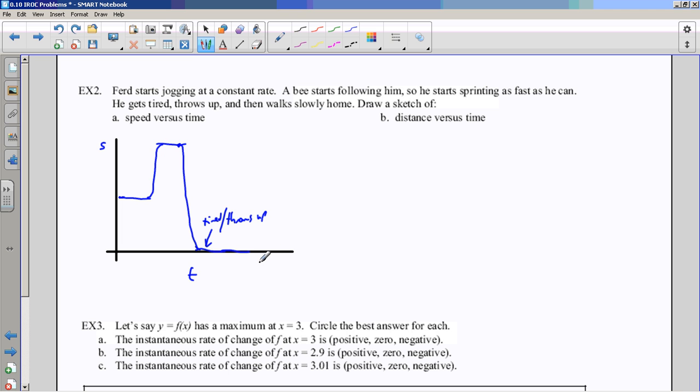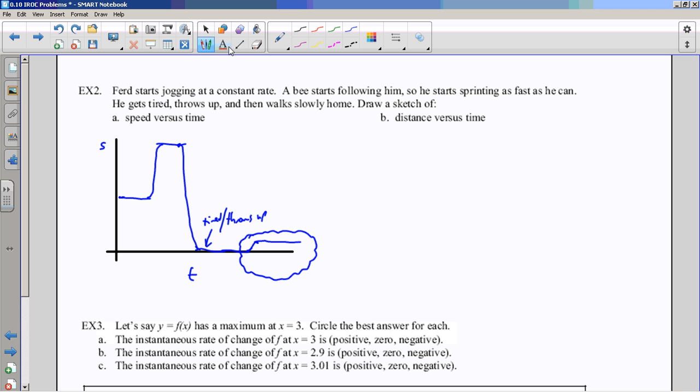Now I'm going to say something here that's a little bit weird, but his speed walking slowly home is certainly less than his jogging speed, so it'd be something like this, right? And I'll come back to this. There's something weird going on here that maybe some of you who are sharp can point out right away, but we'll get to that after we do the distance one. We're going to come back to this little cloud here. But that looks okay. Speed, jogging at a constant rate. The bee starts following, sprinting, tired and throw up is a speed of 0, and then walking slowly home.